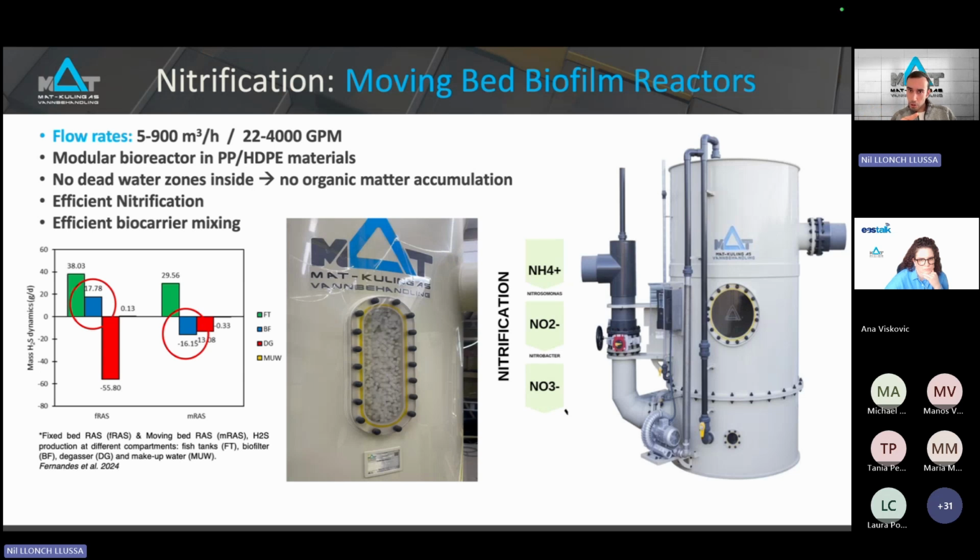I will also mention a small graphic here. I hope it's possible for you to see. The numbers are not so important. This is a study from two different RAS systems. On the left, we have a RAS system with a fixed bed bioreactor, while on the right, we have a system with a moving bed bioreactor. So they studied the dynamics of hydrogen sulfide production in these two different systems.